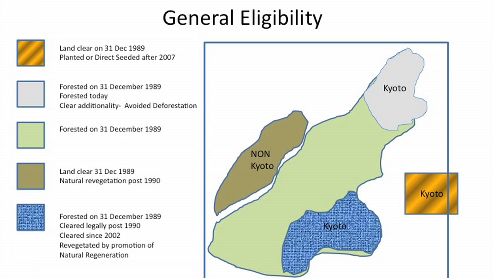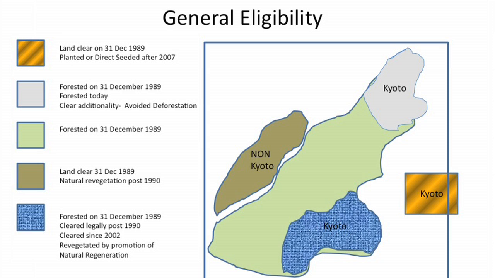All right, when you're doing forestry, again, this is looking at the general eligibility. This is basically just a patch of remnant vegetation. It's been there since 1990. That's this green area here. What I'm trying to show here is that there are different types of eligibility. This nice square box over here is basically land that was clear in 1990 and has been direct seeded or planted. That's Kyoto. That creates Kyoto credits.